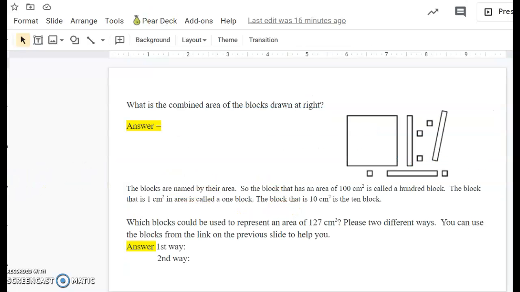Then it says, what is the combined area of the blocks drawn at right? So the area is the inside. I know this is a 100 block. I know there are 3 10 blocks and 5 1 blocks. So what does that all add up to?